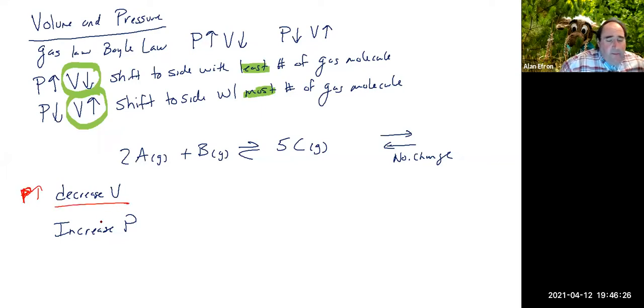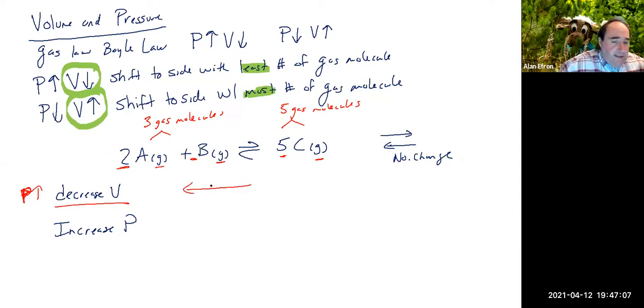But really, the volume's a good one to look at. When we have a small volume, we want less gas molecules. So we go to the equation, look at everybody that has a G on the left-hand side, and count the coefficients. That's a 2 and a 1, so a grand total of 3 gas molecules. We then do the same thing on the product side. That's a coefficient of 5, which means we have 5 gas molecules here. So based on this equation, when we decrease the volume, we want less gas molecules. That means it needs to shift to the left-hand side, towards the reactant side.